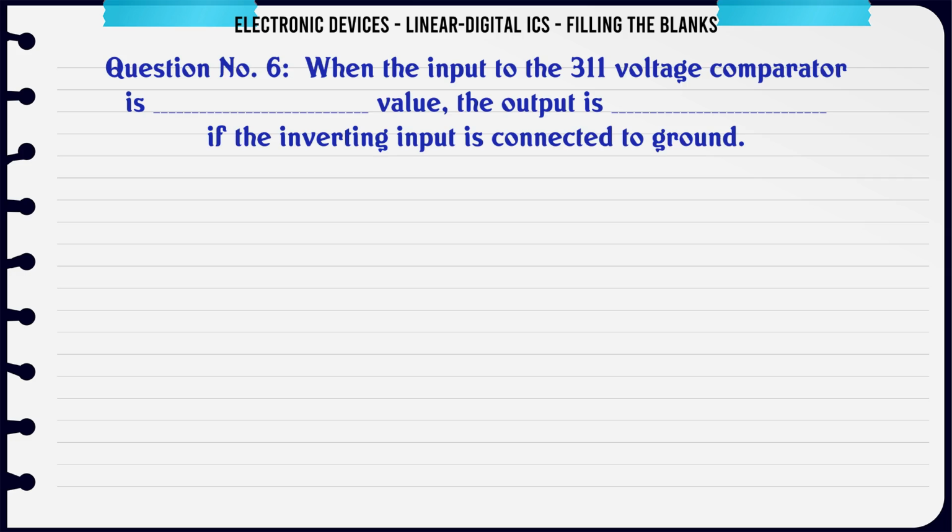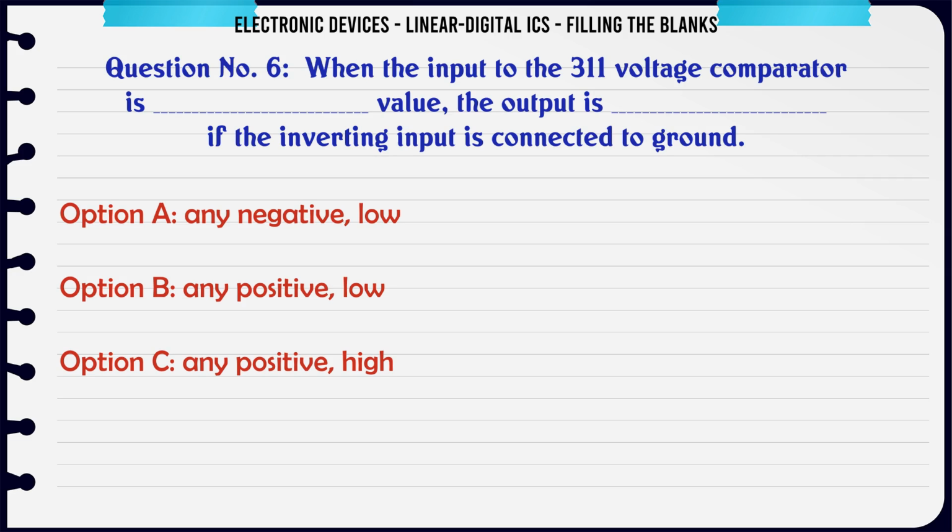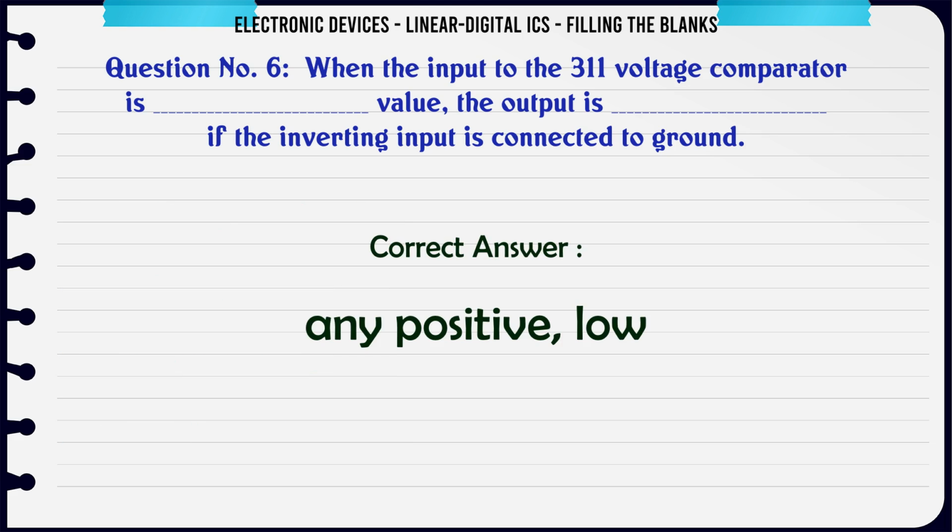When the input to the 311 voltage comparator is ___ value, the output is ___ if the inverting input is connected to ground. A, any negative, low; B, any positive, low; C, any positive, high; D, none of the above. The correct answer is any positive, low.